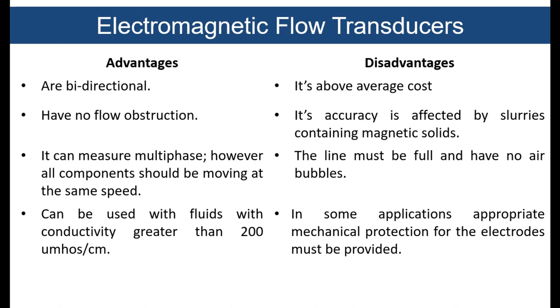The disadvantages of this electromagnetic flow transducer are that it is above average cost, meaning it is a little bit expensive in nature. The accuracy of this transducer is affected by slurries containing magnetic solids. The line must be full, with no air bubbles and no foreign particles present in the pathway to obstruct the flow. In some applications, appropriate mechanical protection for the electrodes must be provided so that it does not disturb or degrade the equipment. So these are some advantages and disadvantages of electromagnetic flow transducers.